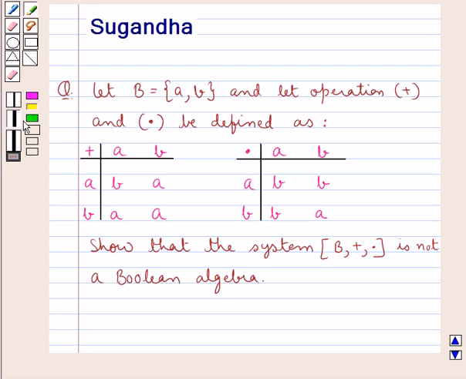In this session, we discuss the following question which says, let the set B containing the elements A and B, and let operation of sum and product be defined as follows, as shown in these two tables. Show that the system consisting of the set B and the operations of sum and product is not a Boolean algebra.